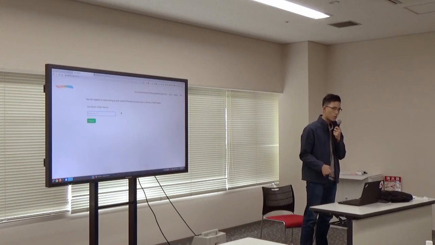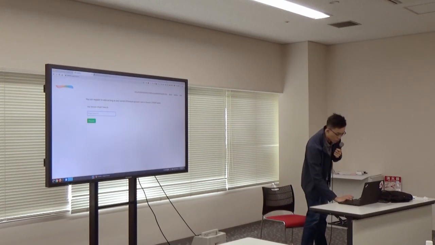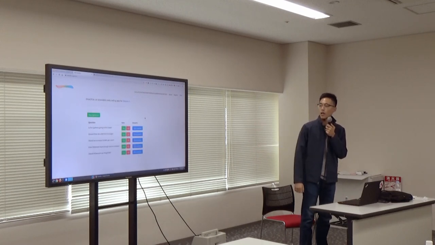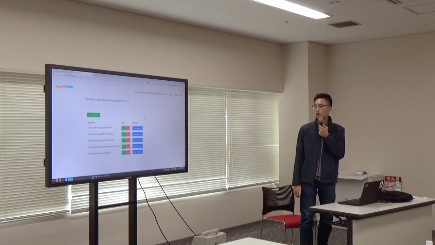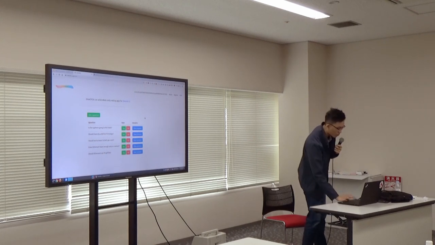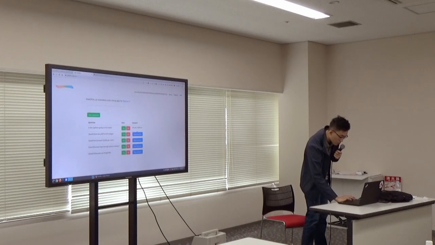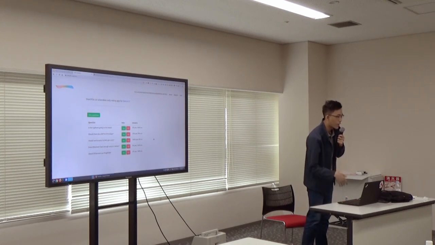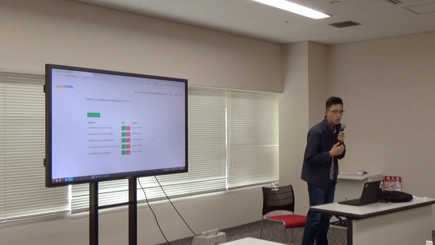And then once you do that, you can go to vote. And you'll be able to see the list of questions that I've seeded it with. And now you can look at the answers. So you can see the proportion of people who voted yes or no. And now I'm just going to do a quick demo of adding a question and answering a question.